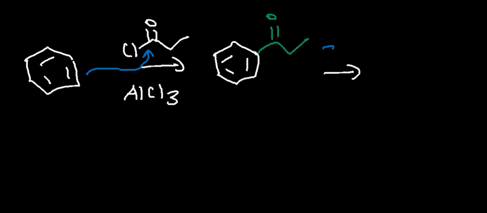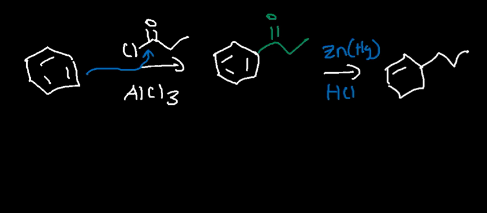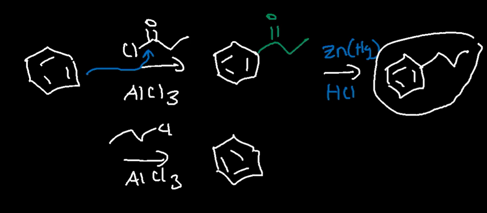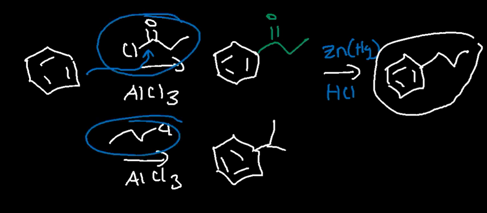Next, you can use the Clemmensen reduction, which uses an alloy of zinc and mercury with hydrochloric acid. And it's going to reduce the ketone to an alkane. So notice, this is how you can make propyl benzene. You don't want to use propyl chloride with aluminum chloride. You won't get propyl benzene. Instead, you're going to get isopropyl benzene. But if you want to make propyl benzene, use the Friedel-Crafts acylation reaction instead of the alkylation reaction, because this one won't rearrange.